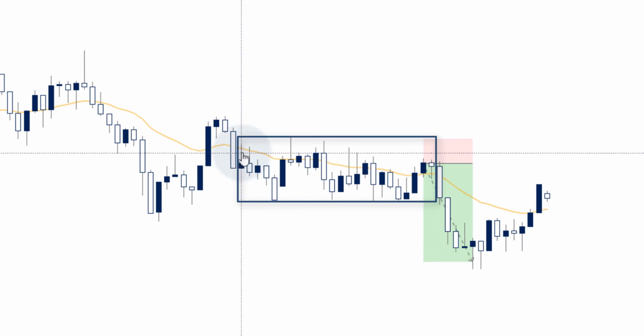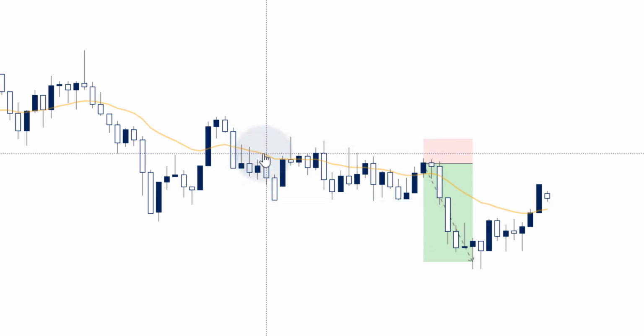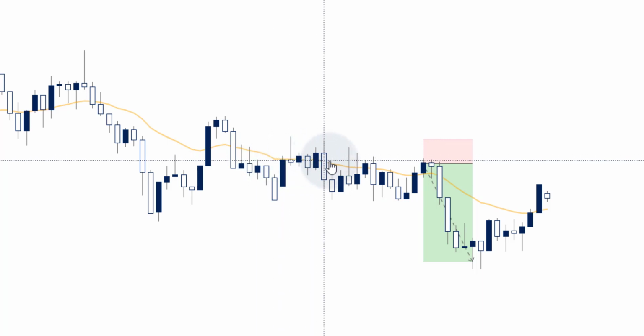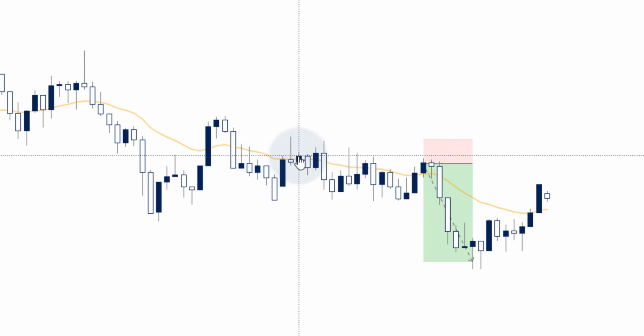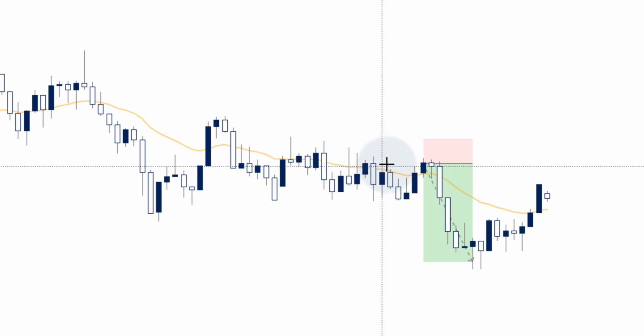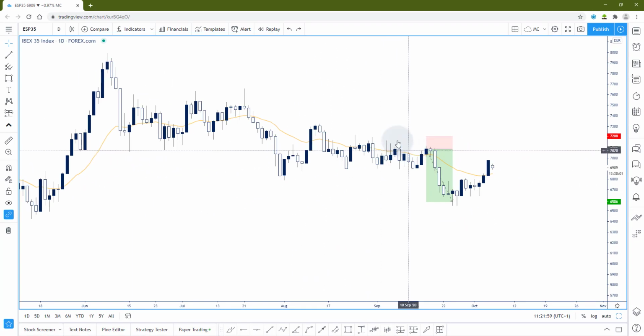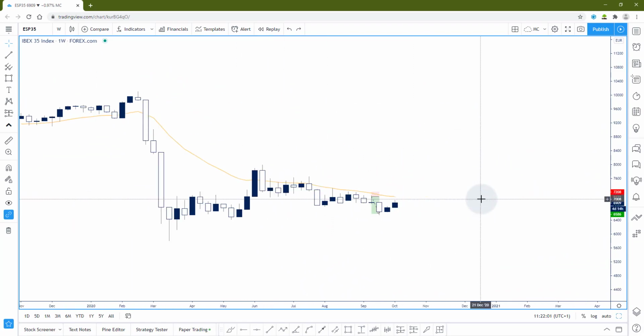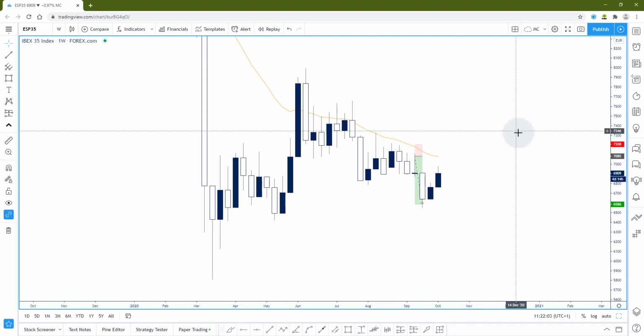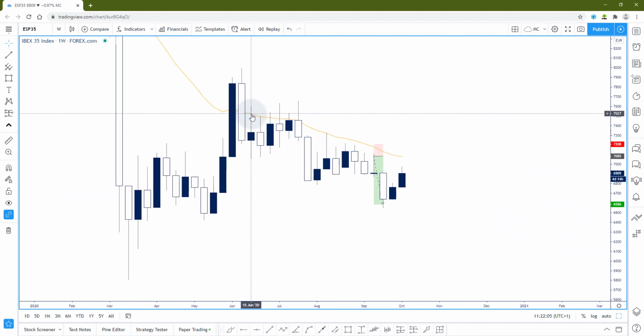And you can also see that the dynamic resistance, which is the 20 exponential moving average here on my chart, is also acting as a resistance. Price is not really able to clear above the 20 EMA here, so it kind of starts carrying price here. And looking on the weekly chart, you can see this even more clearly. If I zoom in here, you can see that price is unable to clear this dynamic resistance.